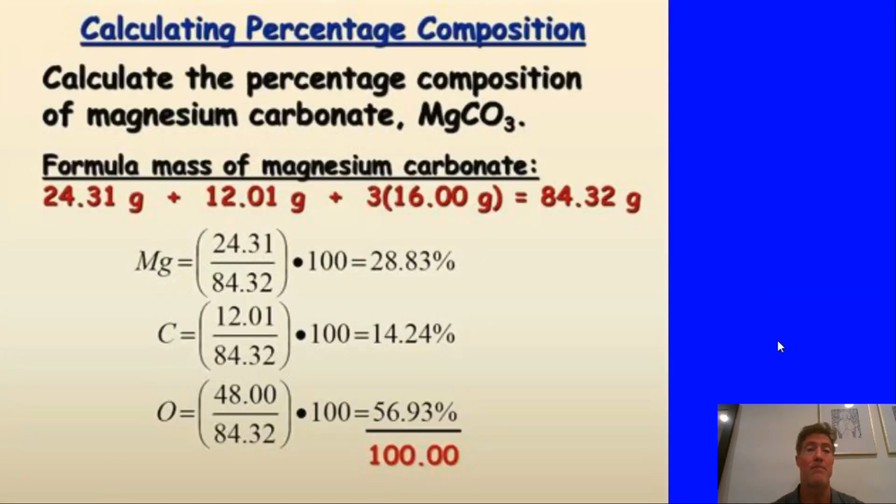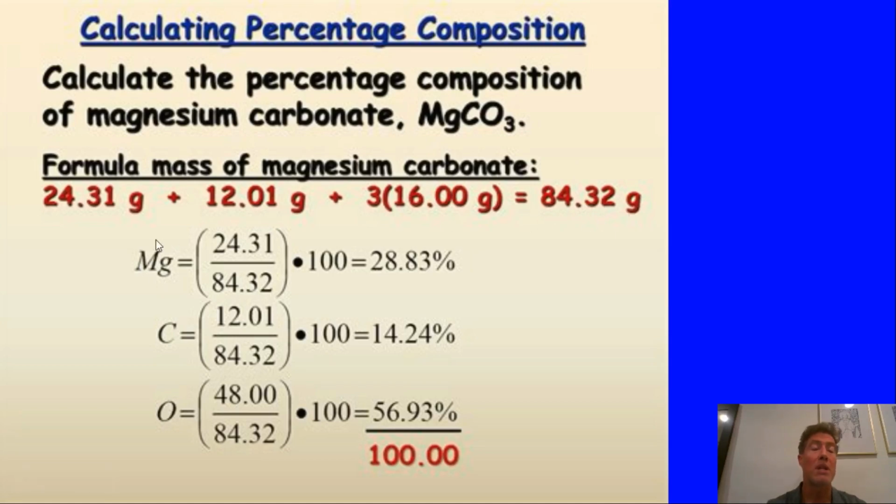Let's take an example. Let's calculate the percentage composition of magnesium carbonate. The first thing we're going to do is find the mass of the entire compound. So we're going to take the individual masses and add them all up. We take a magnesium, which is 24.3 grams, and a carbon, which is 12 grams, and then 3 oxygens, which are 16 grams apiece. So for our whole compound, we have 84.32 grams.